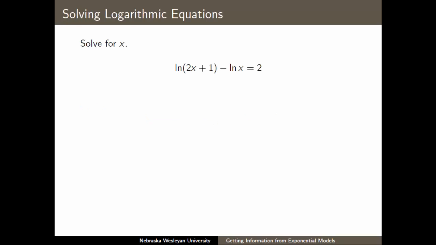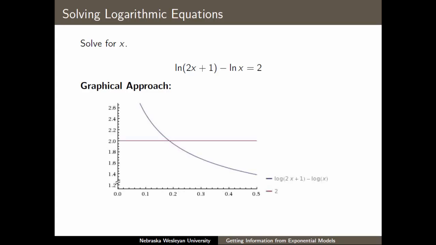This example has nothing to do with the population model, but I wanted to show that we can use our laws of logarithms to solve logarithmic equations as well. If the equation is rather complicated, we might just use a graphical estimate as we did before. We can plot the equation natural log of 2x plus 1 minus natural log of x, and that's in blue. And then I can plot the line y equals 2 just as a guideline to help me see where the intersection is. So that equation is equal to 2 right where the intersection occurs. So the x value that corresponds to that intersection is about 0.19.